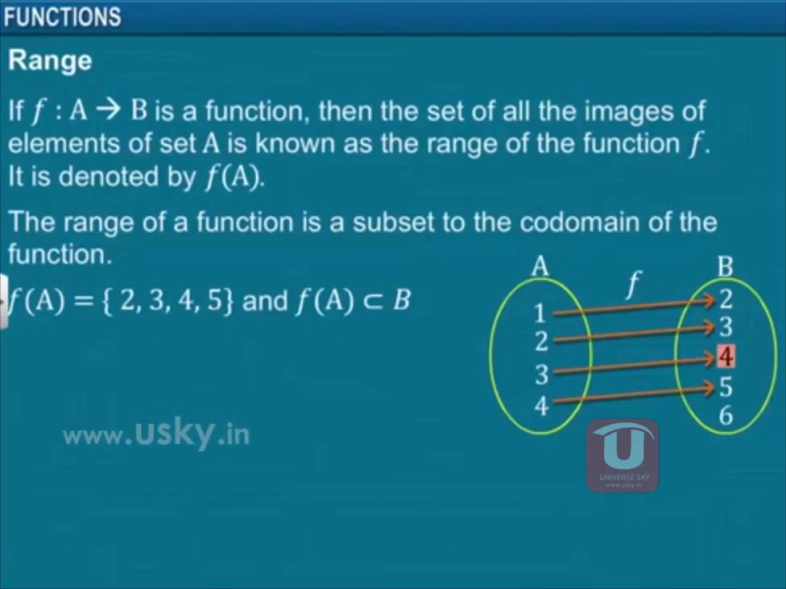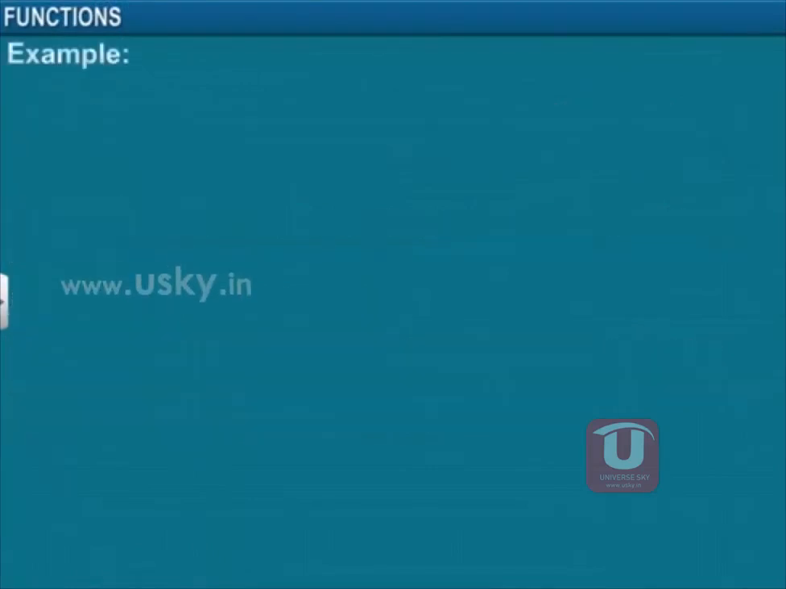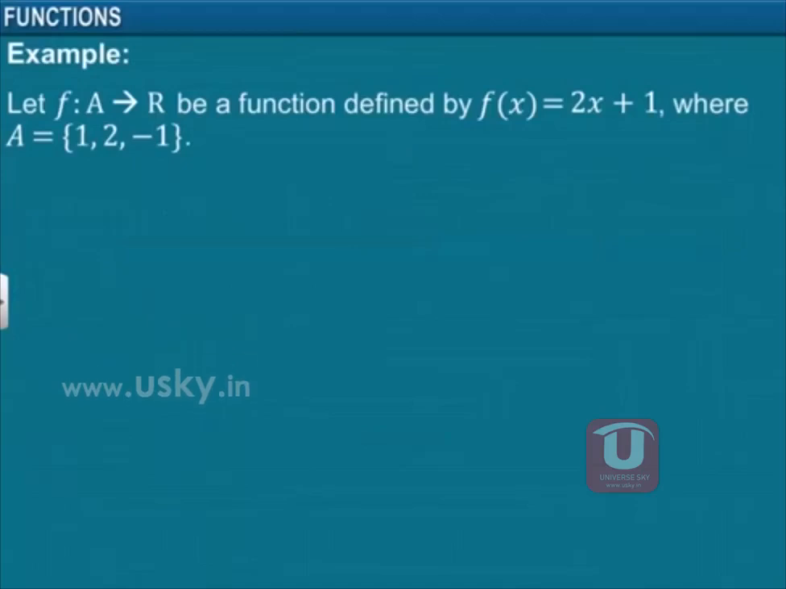In y = f(x), x is called the independent variable, while y is known as the dependent variable. The dependent variable is also called the value of the function f at x. Let us consider a function f from A to R defined by f(x) = 2x + 1, where A is a set having the elements 1, 2, and minus 1.